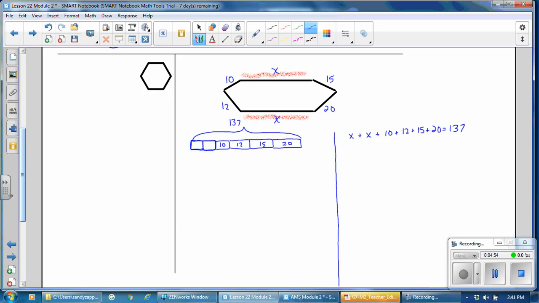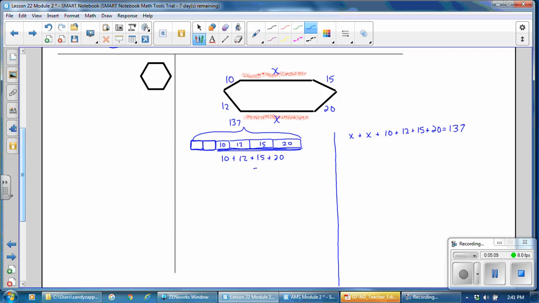So the first thing that I want to do is figure out how much of the feet is already being used up on the other sides of the fence. So I'm going to go ahead and add those together. So 10 plus 12 plus 15 plus 20.